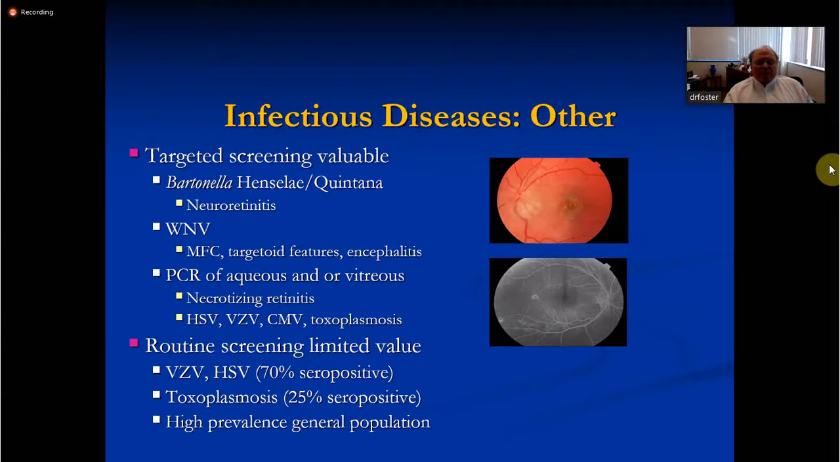I don't screen for Bartonella unless the patient has a neuroretinitis. If they do have retinitis, then they are screened for Bartonella. And we'll also take fluid for doing PCR, polymerase chain reaction analysis for Bartonella. The patients with toxoplasmosis are absolutely going to have a chorioretinal lesion. I've never seen a patient with toxo who did not have a chorioretinitis.